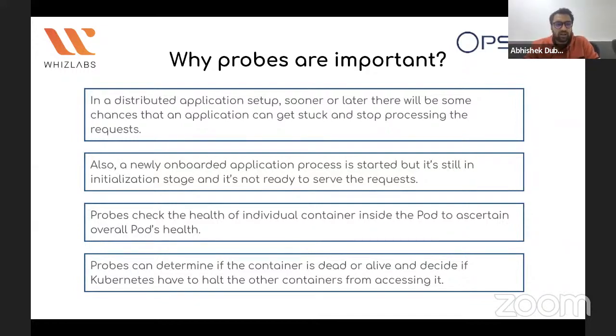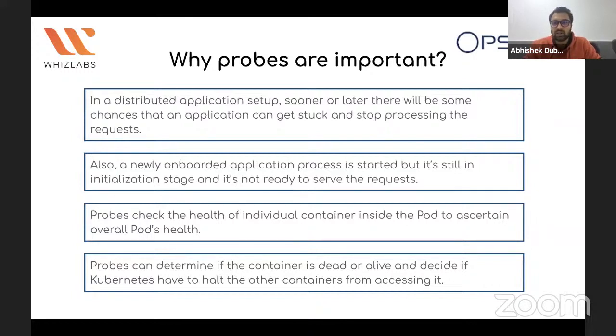The fourth point is that a probe can easily identify if the container is dead or alive. So for example, let's suppose an application is running and that application is dependent on some other application, and that other application is not responding, and because of that you have created a health handler in your application. Whenever the dependent application does not respond, the health handler responds that the dependent application is not healthy and I'm not ready to serve the request. So a probe can easily identify whether this application is ready to serve the request or not.